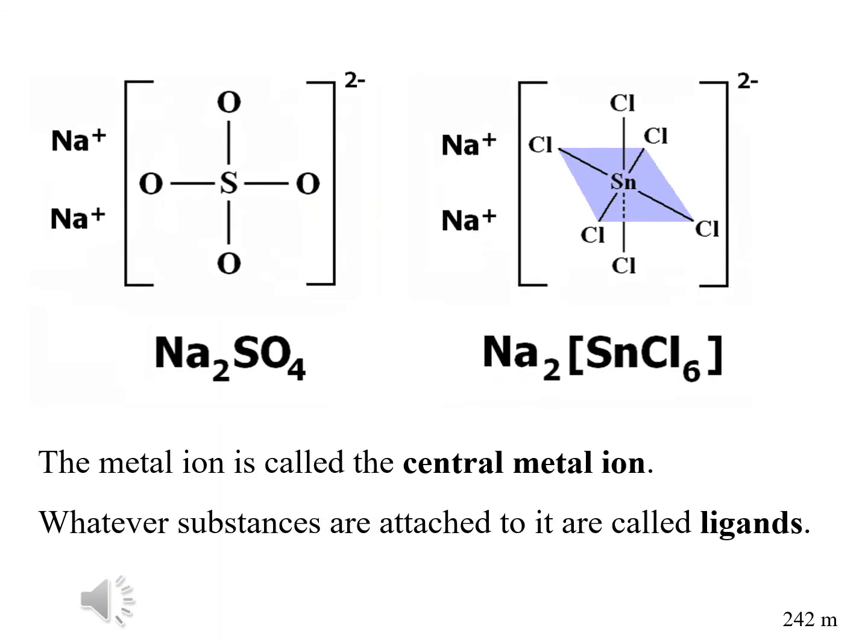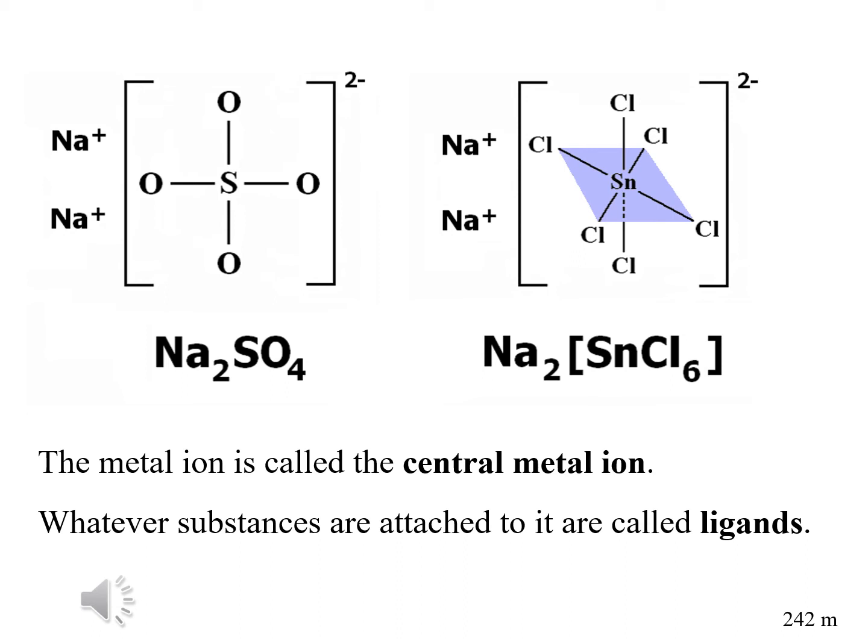Because the complexes are most of the time ions, you can make the same kind of compounds with them that you can with any other negative ion. And I showed 2 compounds here, sodium sulfate and then sodium connected to the -2 tin complex. So the formulas would be the same.